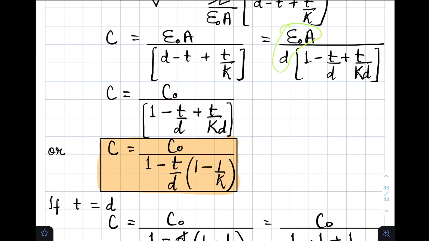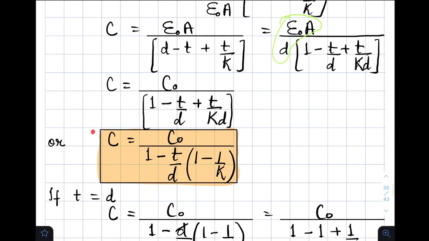If I take T by D common from both of these, I am left with 1 minus T by D into, taking minus common, 1. This was plus and the common is minus, so it becomes minus T by D into 1 minus 1 upon K. This is the formula for capacitance due to a dielectric of any thickness.